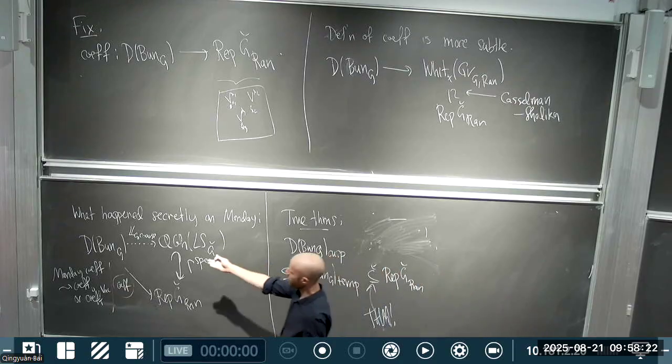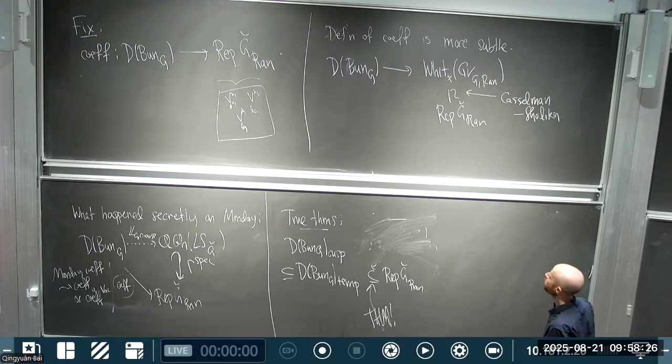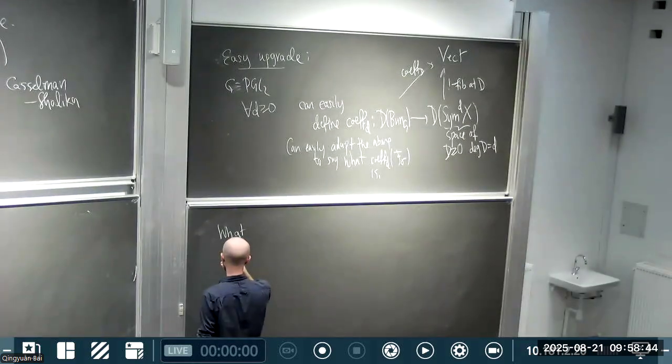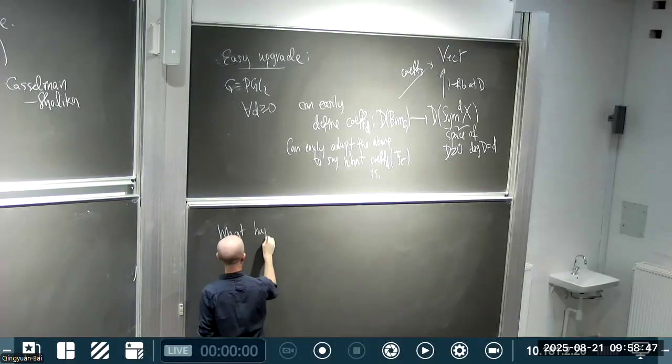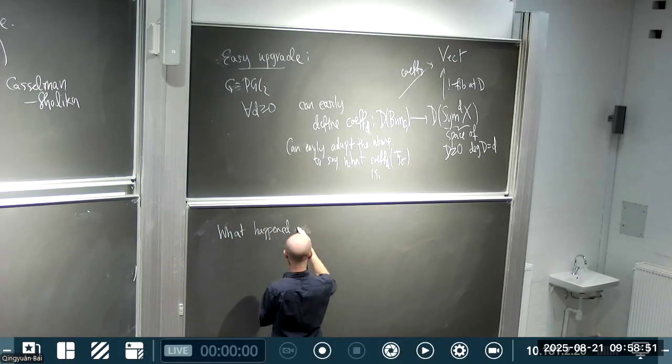The actual D of Bun_G is this internal, and that's related to the fact again that taking the Q-expansions kills some objects. This is a precise measure of what's happening now. Okay, so I just want to say a little bit about what happened yesterday.